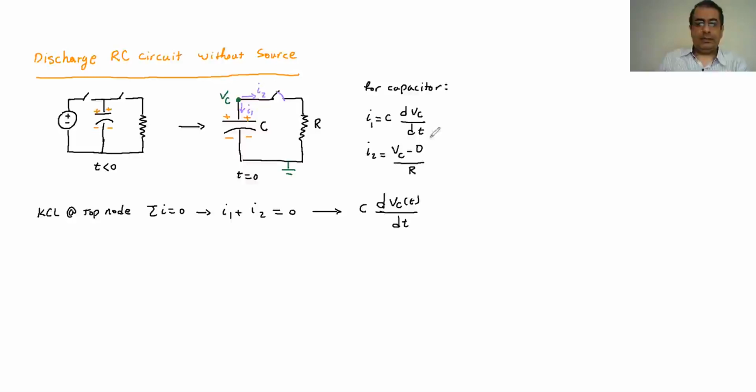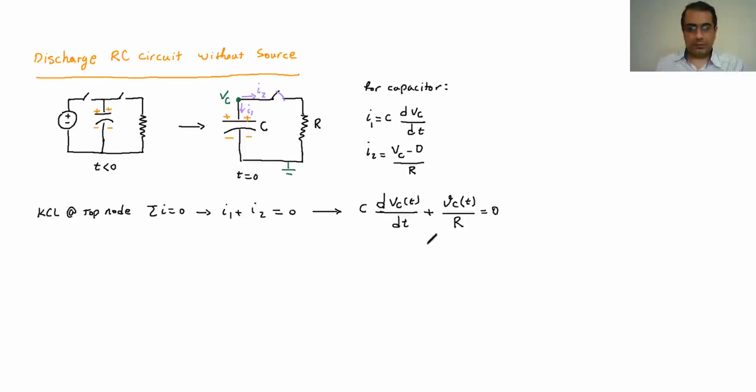This is what we had before in the node voltage method. So it's going to be C dVC over dt plus VC divided by R equals 0. This equation shows us how the voltage at the capacitor is going to change over time.